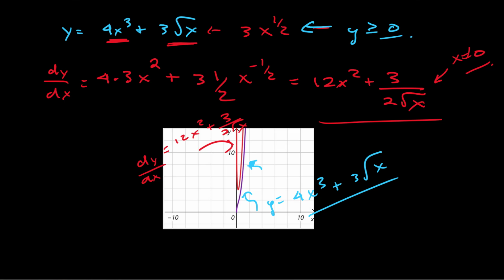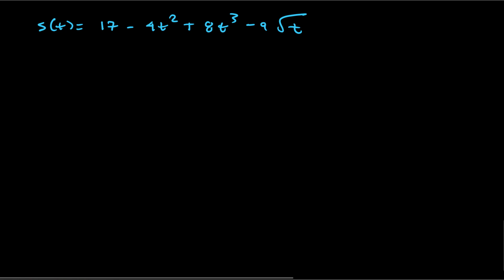Let us consider one final example. Suppose I had a function s of t, which is 17 minus 4t squared plus 8t cubed minus 9 square root of t. And I wanted to find ds dt. Well, we take the derivative of each of these terms. So the derivative of a constant will become 0. Then we move on to this one.